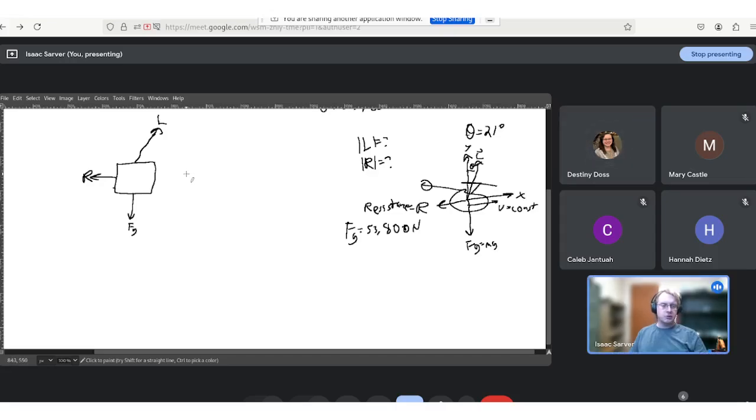Is L useful to us in that state? Yeah, because FG is pointing down, force of gravity is pointing down, R is pointing to the left, but L is pointing not in either of those directions. So might we want to do something to L first?